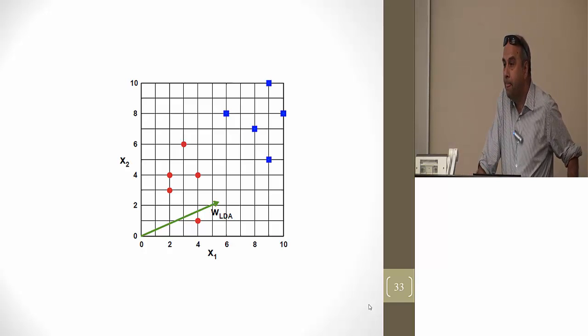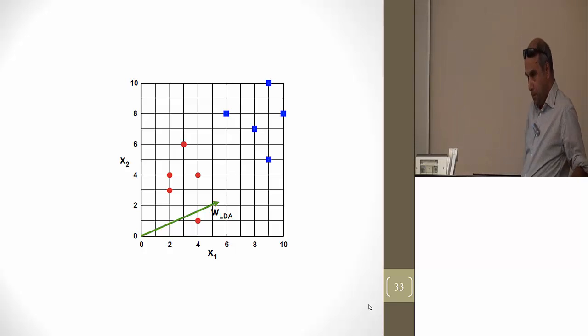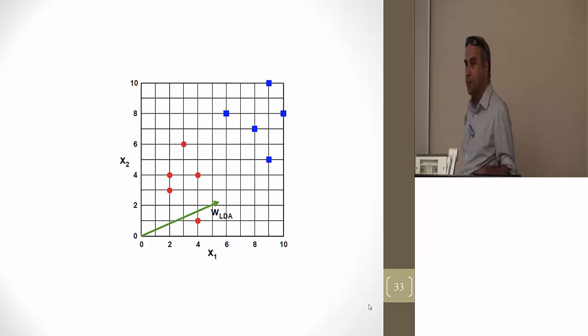Looking at it, it looks like our resultant vector is almost perpendicular to the one we get from SVM that separates the classes. Is there any relation? Yeah, so that's another thing.